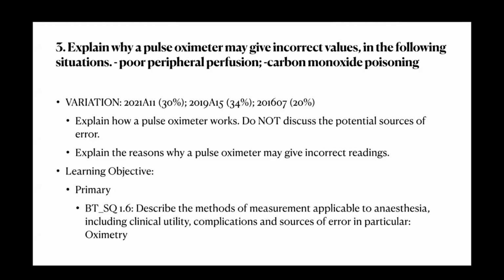In other words, by doing those two questions, you would have had a good foundation in terms of how pulse oximetry works, and then also understand the scenarios where it would give incorrect readings. And hopefully from that, you would have been able to cover poor peripheral perfusion and carbon monoxide poisoning as one of the two, and then be able to answer this question here. And the learning objective is primary BTSQ 1.6, describe the methods of measurement applicable to anesthesia, including clinical utility, complications, and sources of error, in particular oximetry.